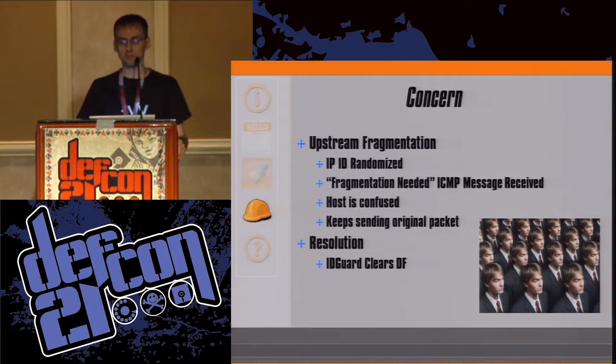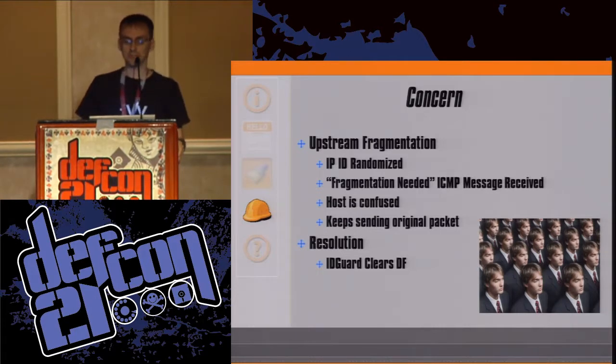First concern, upstream fragmentation. The IP ID is randomized at some point while the packet is traversing the network, and ID guard is there. It randomizes that IP ID. After that, another router sees it, needs to fragment it. It can't. Sends a message back to the original host. That host is a bit confused because it never sent a packet with that IP ID. It just keeps sending that original packet.